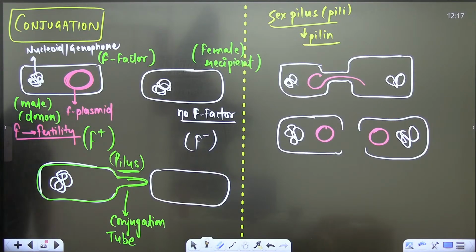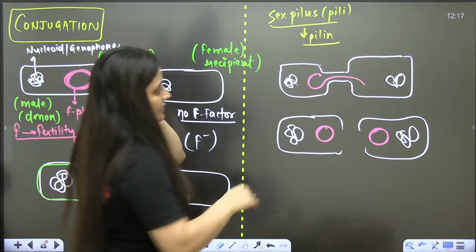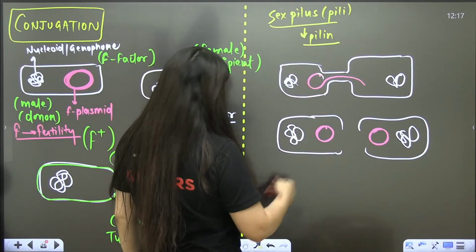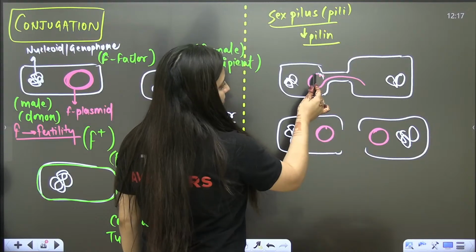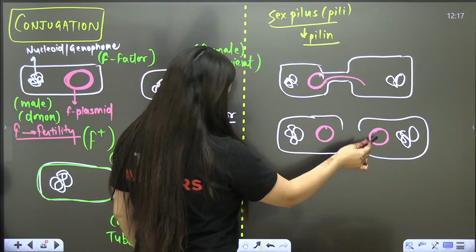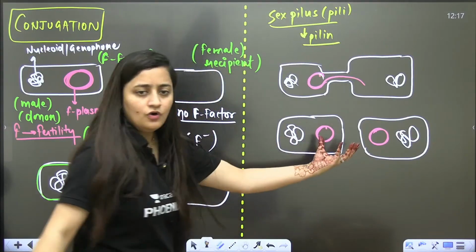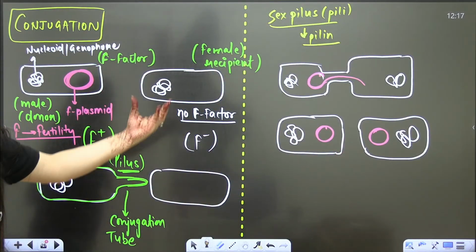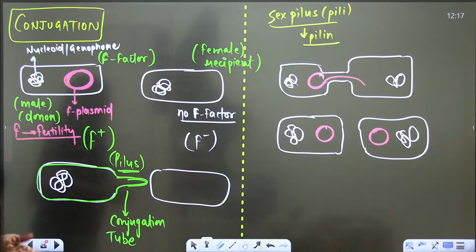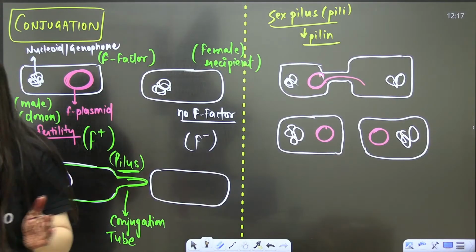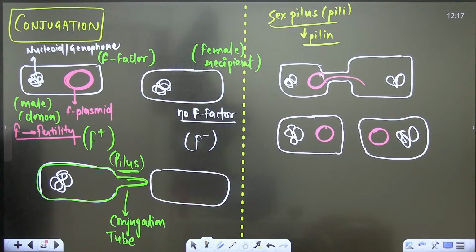So the conjugation tube will bring these two cells together. A part of the genetic material, a part of this plasmid, is transferred here, and it will result in the formation of the F plasmid there. So this is the conjugation. That is how the genetic transfer will happen. Is that clear? So now both will become F positive.